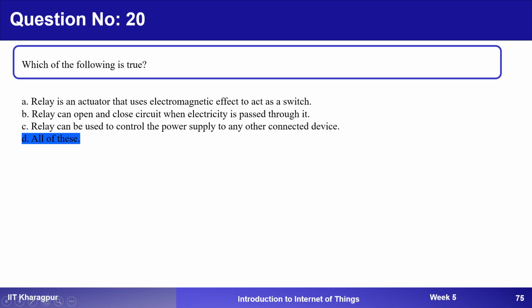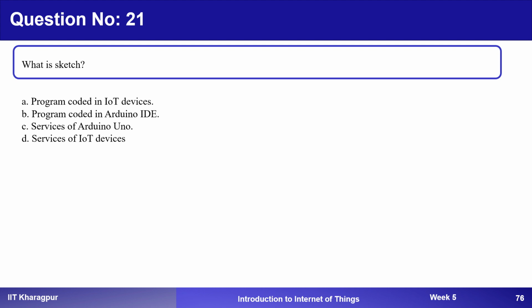Next question is, what is a sketch? Options are program coded in IoT devices, program coded in Arduino IDE, services of Arduino Uno, services of IoT devices. So which of the following is sketch? So the correct option for this is program that is coded in your Arduino IDE. So it's a unit of code that is uploaded to and run on the Arduino board.